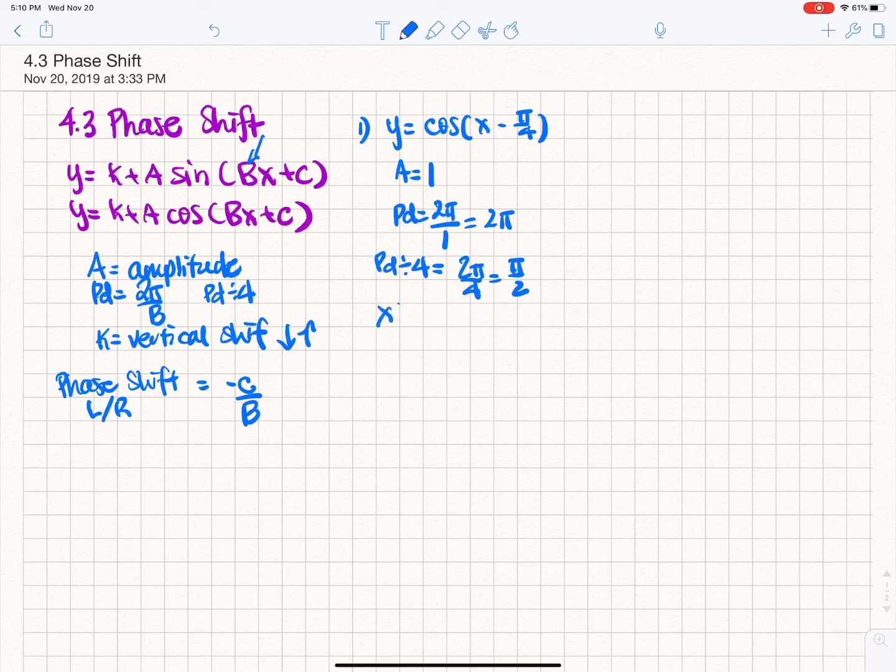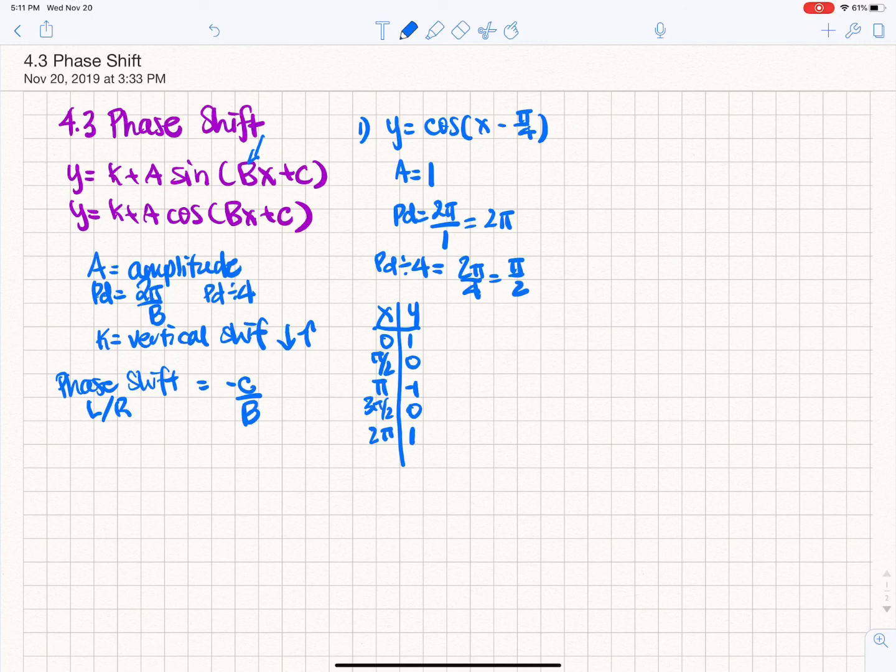Now, if you were to make your chart, we always start at 0. And then we're going to count by pi over 2. Pi over 2, pi, 3 pi over 2, 2 pi. And since this is cosine, cosine starts at the A: 1, 0, negative 1, 0, 1.